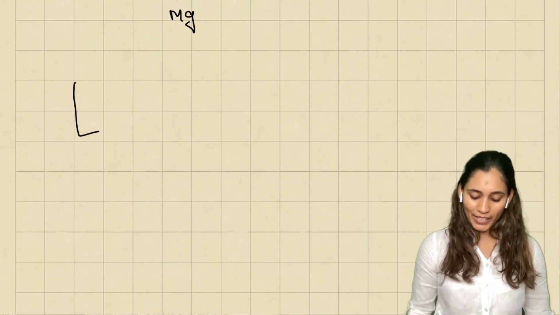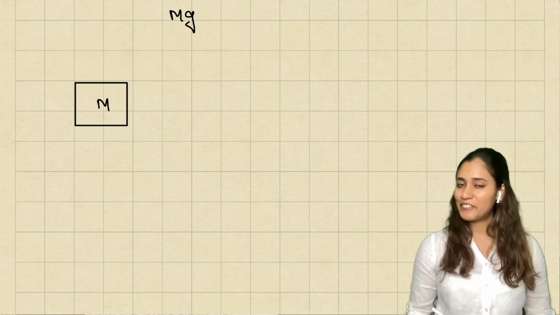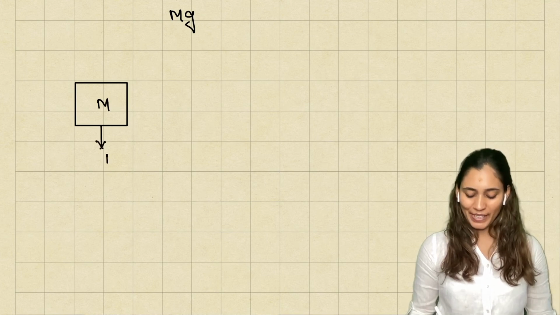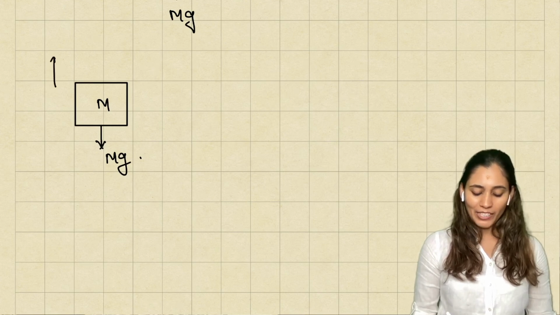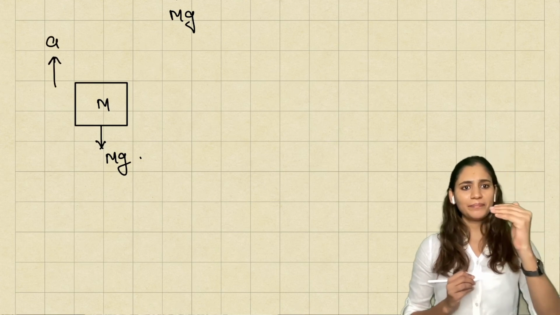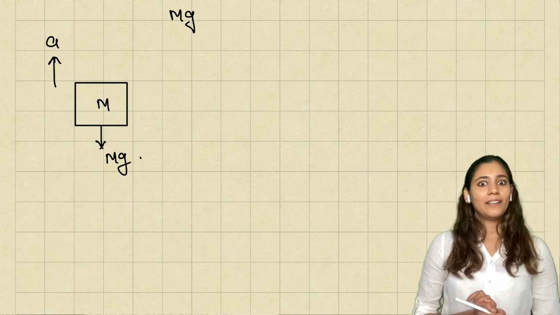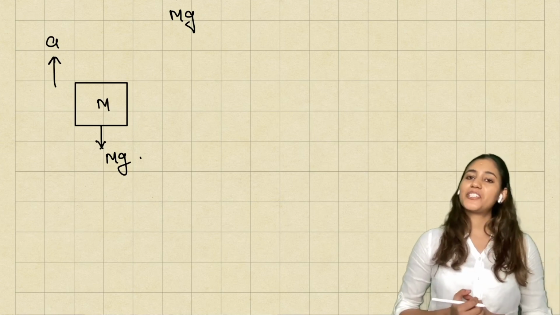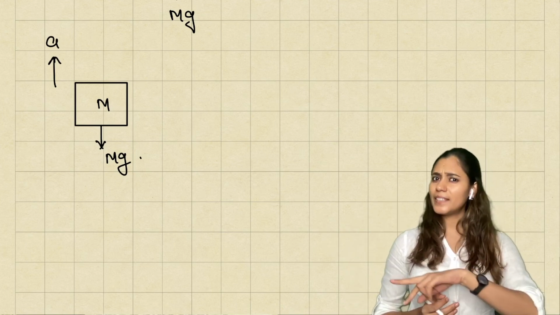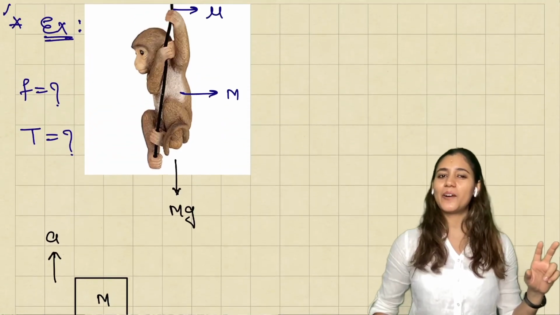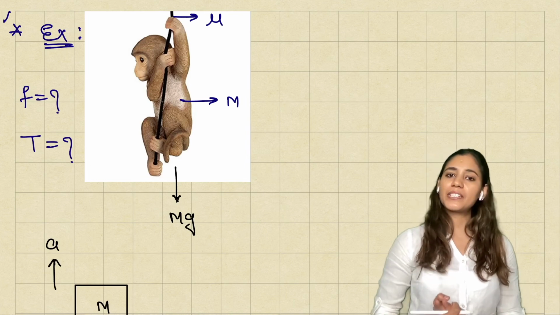So if we draw the free body diagram, let us consider this is the monkey. If m is the mass of the monkey, this will be the weight, and as the monkey is moving in the upward direction, the acceleration will point in the upward direction. Now what about the frictional force? Because if we talk about kinetic friction, the frictional force always acts opposite to the direction of motion. So here, will it be kinetic friction or static friction? The answer is that static friction is acting.